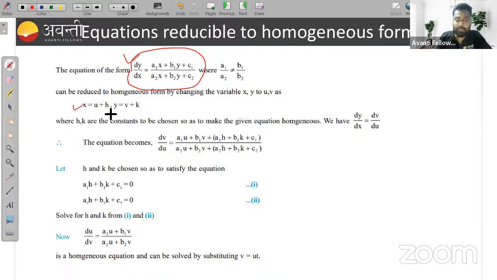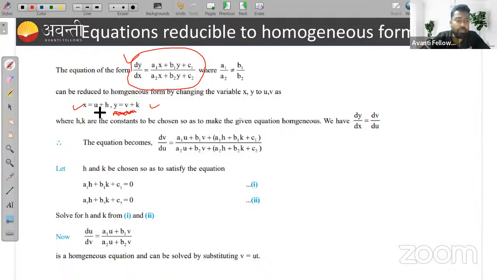So put x is equal to u plus h and y is equal to v plus k. Here h and k are constants to be chosen so as to make the given equation homogeneous. So dy by dx is equal to dv by du. If we differentiate it, what will we get? dy by dx is equal to dv by du.